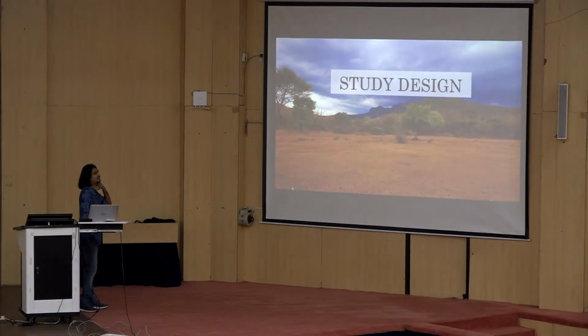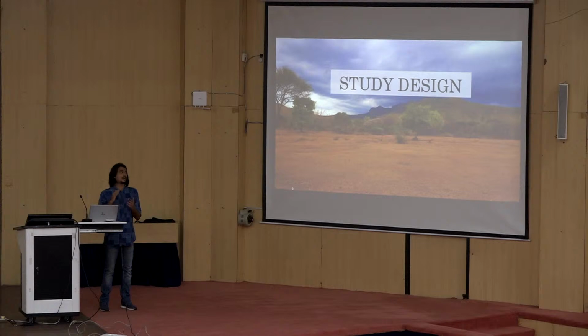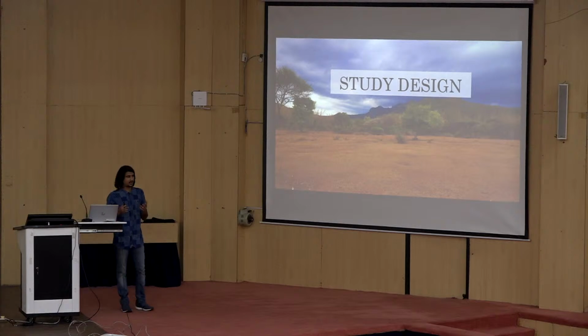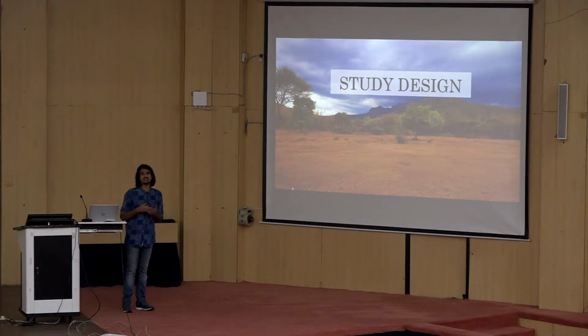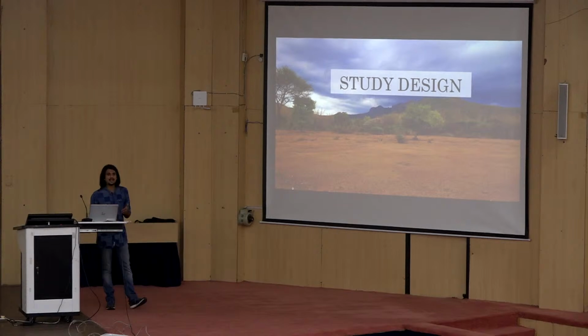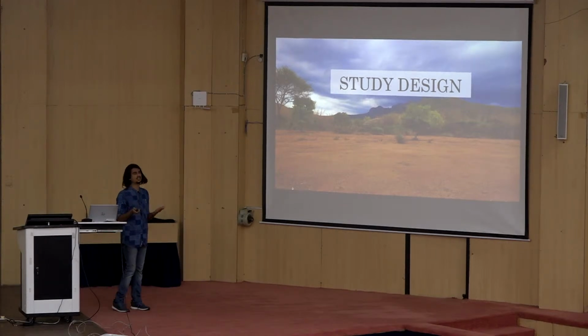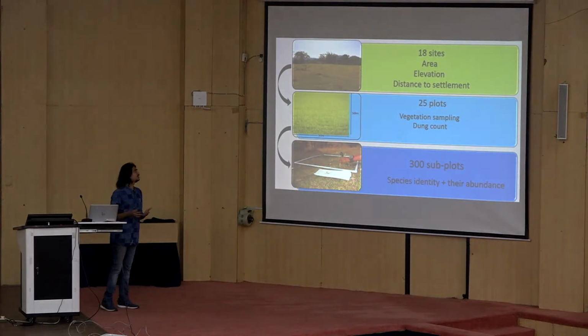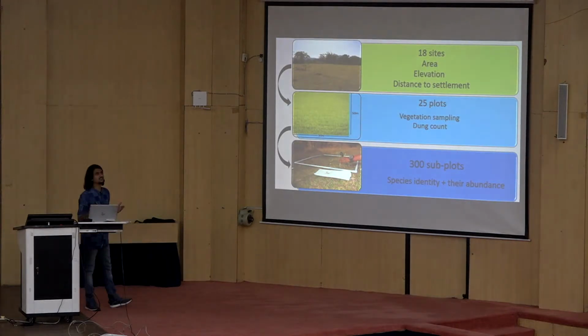So coming to the study design, we started off with a reconnaissance survey across the grasslands of Satamundra Tiger Reserve. We did this to assess the viability of sampling. We were basically looking at whether the grassland patch was large enough to accommodate a plot of 50 by 50 meters square, and we also checked whether the particular grassland patch had livestock or wild ungulate grazing. After our reconnaissance survey, we ended up selecting 18 sites in total.